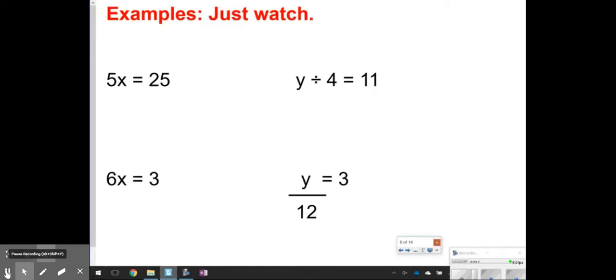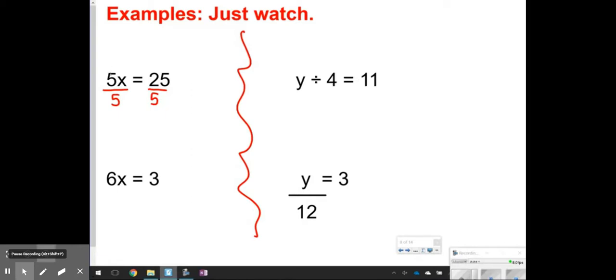So these I'm just going to ask you to watch. Notice again, whenever you see multiplication, you're going to use division to solve. So I'm basically seeing 5 times x is equal to 25. So to solve for it, I'm going to divide by 5. And notice I'm still focusing on what number is connected to the variable. That's the number I need to get rid of.